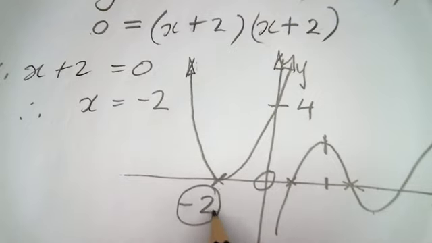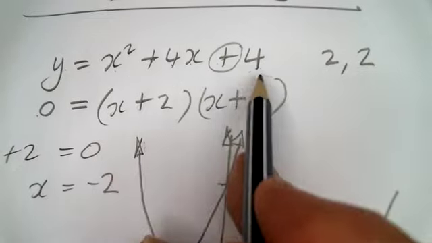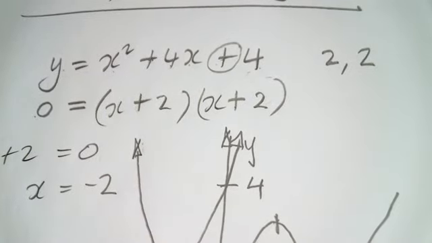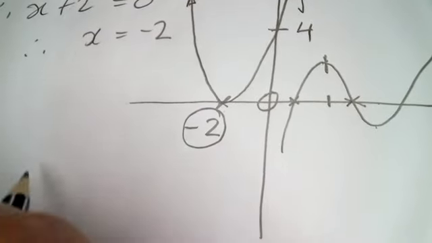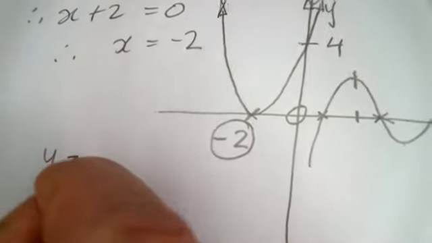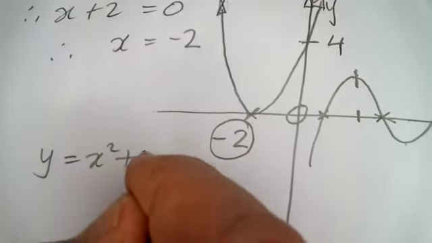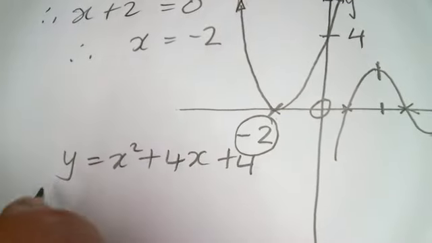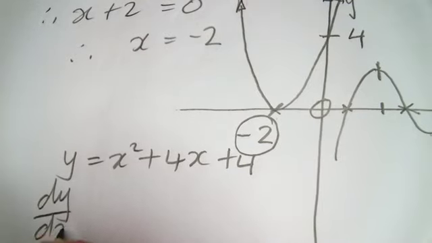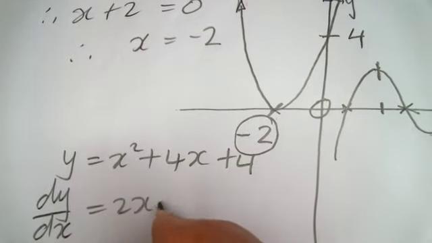Because if we get negative 2 as the turning point for this particular function, then we know we've got it right. So let's have a look at it. I'm going to restate the problem. I'm going to say y is equal to x squared plus 4x plus 4. I'm going to differentiate that, so I've got the gradient function. Here it is, dy dx is equal to 2x plus 4.